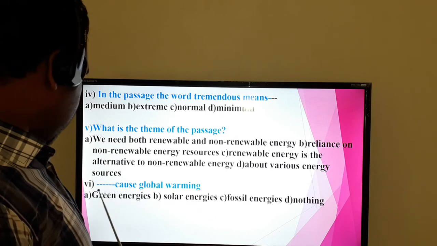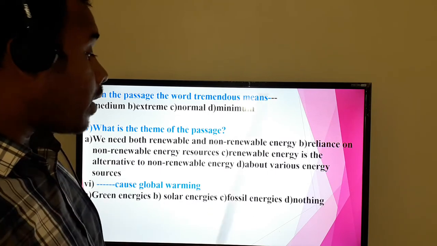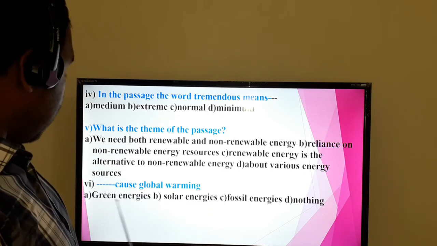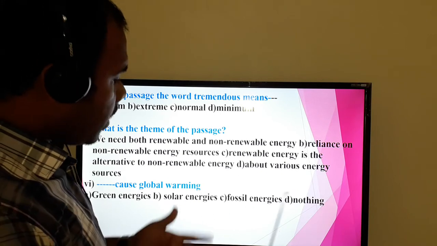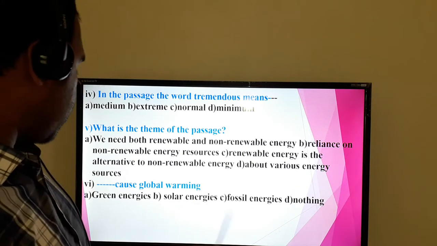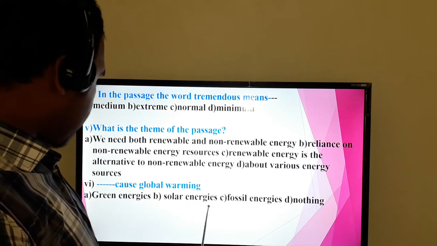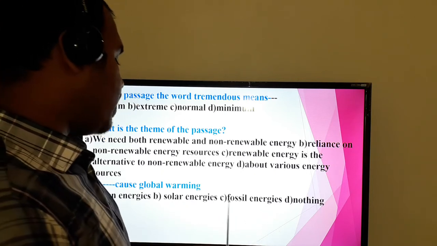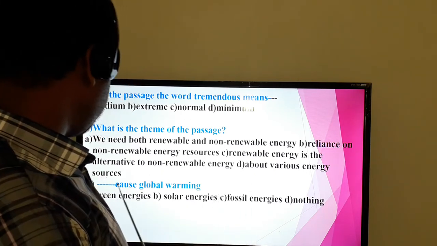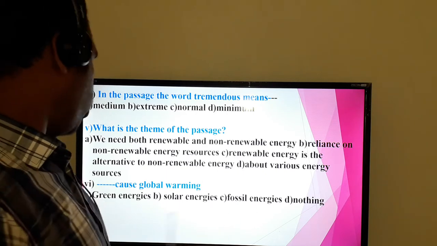Number 6, dash causes global warming. What causes global warming? Green energy, solar energies, fossil energies, or nothing? What could you say? The answer is fossil energy. Fossil energy causes global warming.